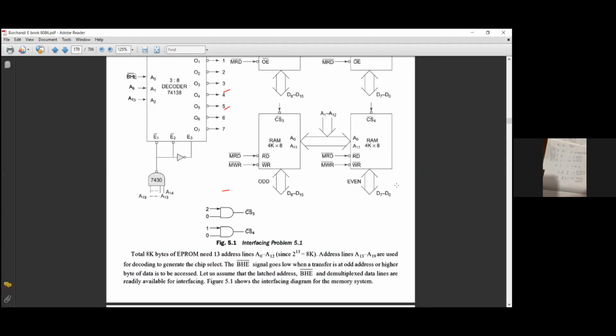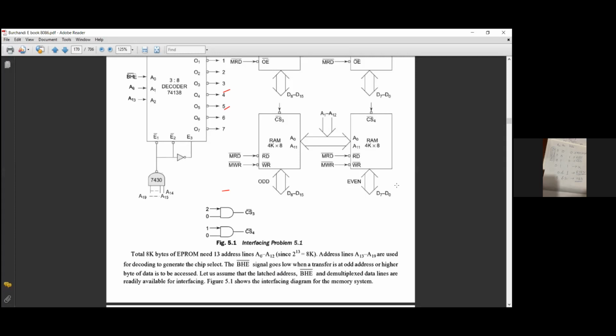So similar memory interfacing examples are there. You just go through it. I will not explain more. If you have any difficulties, please come up with them. Is it clear to everyone? This diagram? Yes, sir. If you have any queries, you can ask me.